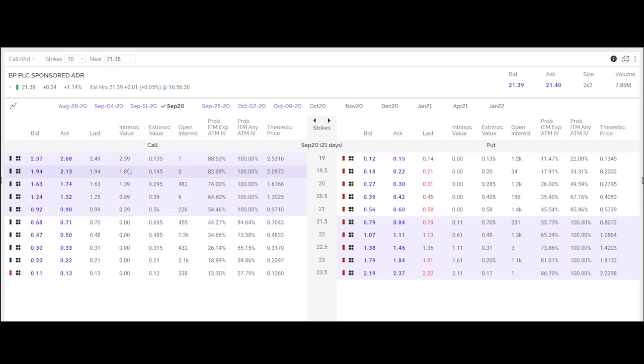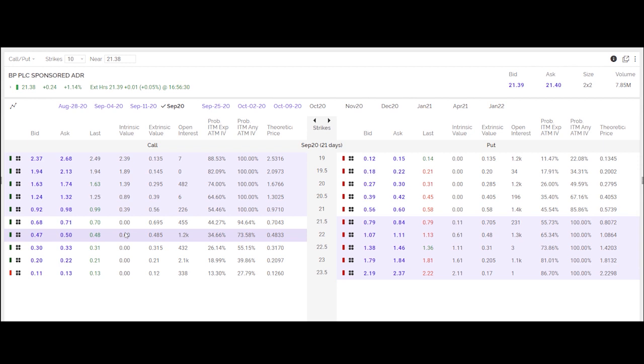In the money, it has intrinsic value. It has a number associated with it. It also has a number of extrinsic value associated. As soon as we get out of the money, above $21 for calls, below $21 for the puts, we go into this white area, meaning out of the money. Also, the intrinsic value goes straight to zero.